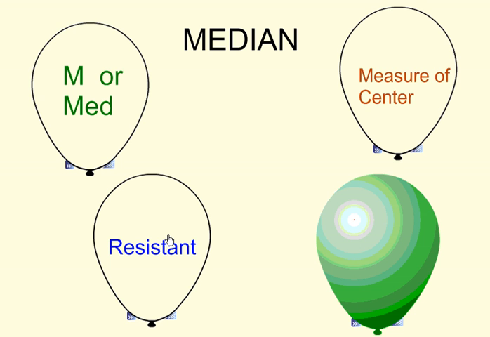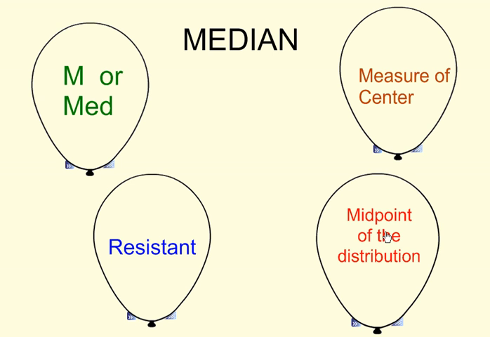The median is a resistant measure of center, meaning that it is not affected by outliers or strong skewness in the data, and a median is the midpoint of the distribution.